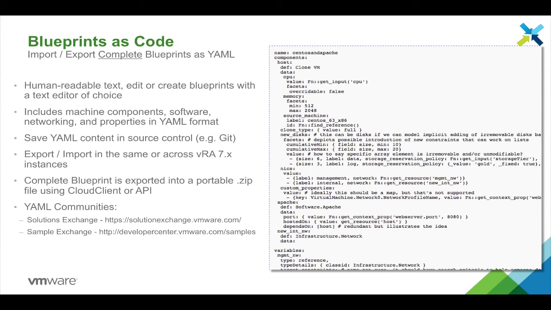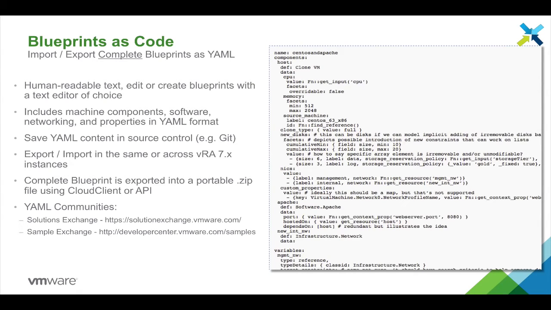And finally, we can take all of that work we did in the unified blueprint and export it as human-readable infrastructure as code in YAML format. So I can define an entire blueprint. I can then use the cloud client or the API to export that blueprint in YAML format, which is exported as a zip file, pass it over to my buddies and say, hey, import this application and let me know what you think. We could also use the YAML to version the blueprints.